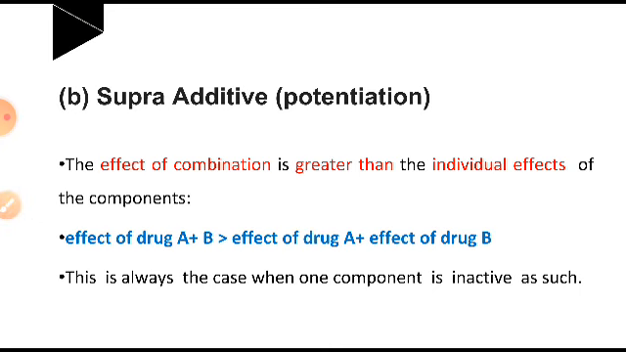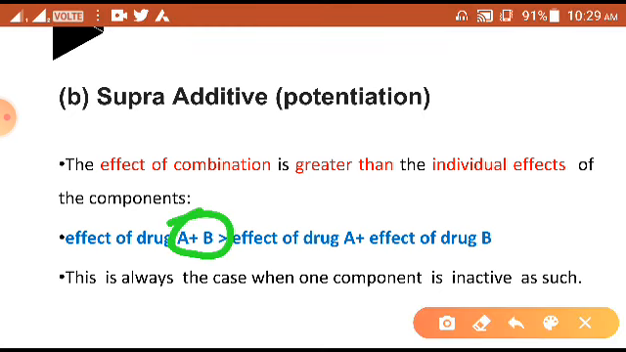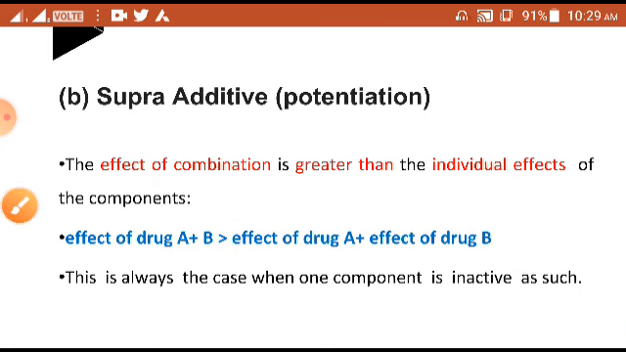Superadditive, which we also call potentiation: the effect of the combination is greater than the individual effect of the components, right? So you can understand it this way: effect of drug A plus B. This is again your combination, A plus B. It gives more than the effect of drug A plus the effect of drug B, right? You can see the more-than sign here. This is always the case when a component is inactive as such. So usually either drug A or drug B will be inactive. So one will be inactive, one will be active. But ultimately what you get is more than the effect of drug A plus the effect of drug B.